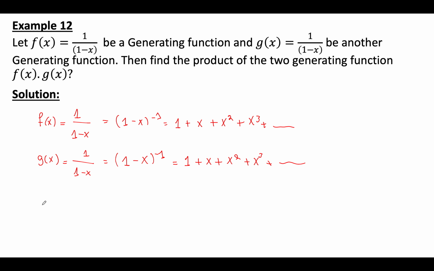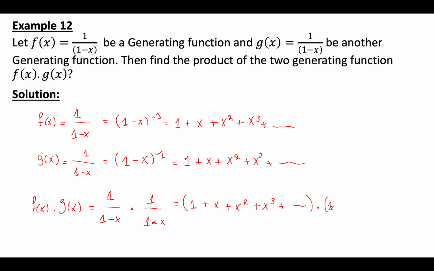And so now multiplying those together, f of x times g of x is equal to 1 over 1 minus x multiplied by 1 over 1 minus x, which equals 1 plus x plus x squared plus x cubed, etc., multiplied by, again, 1 plus x plus x squared plus x cubed and so on.